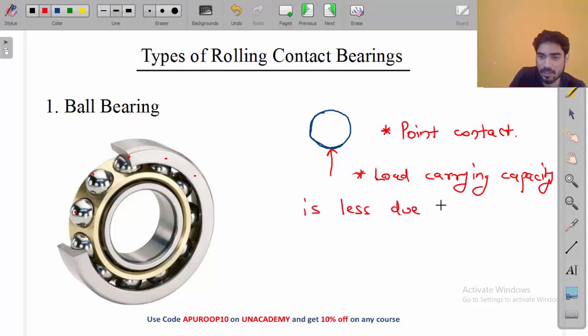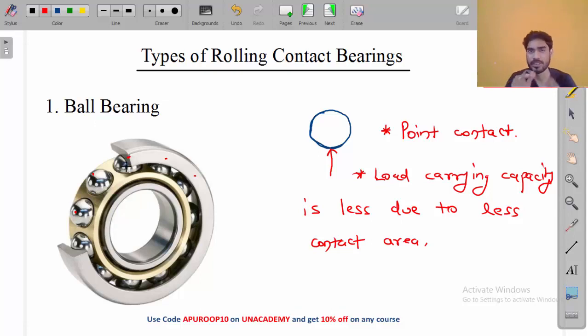Why? Due to less contact area. So you can only support less amount of load. Do you understand this much? Here the point contact is there between the balls and the races. Whatever load is acting on the shaft is supported in a very small area, so its load carrying capacity is less.